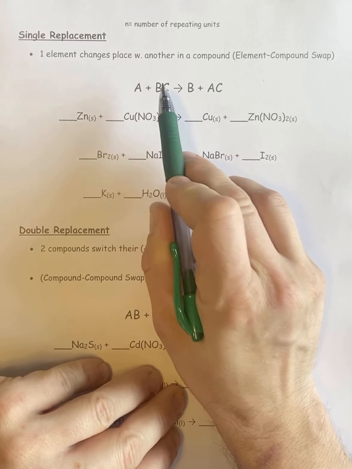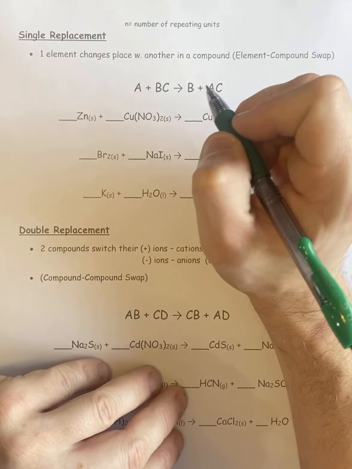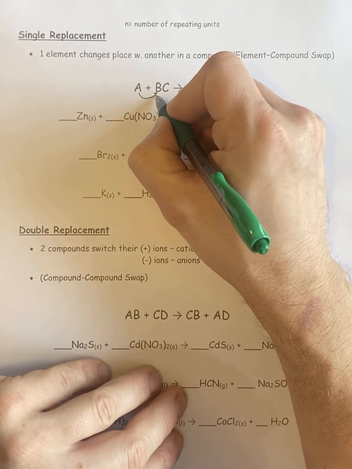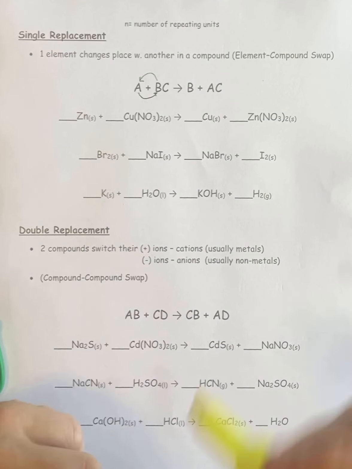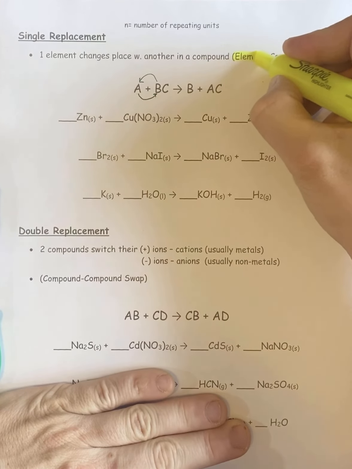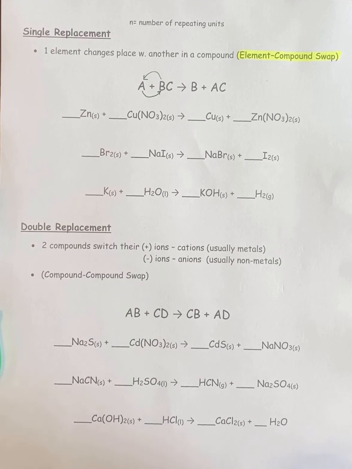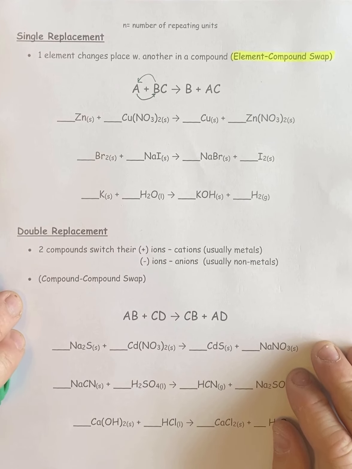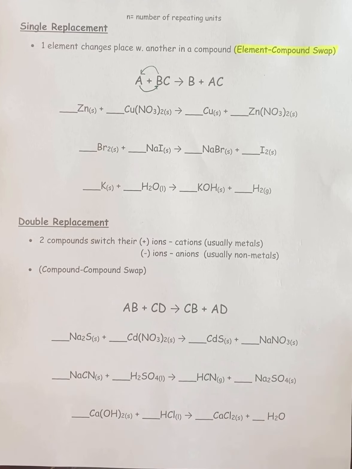So these are different elements. And the way you identify a single replacement reaction is an element and part of a compound trade places. So I like to call it element compound swap. So I take the element A in this case because it's alone, and the compound B because it's part of a compound. It's with C, that's what makes it part of a compound, and they trade.